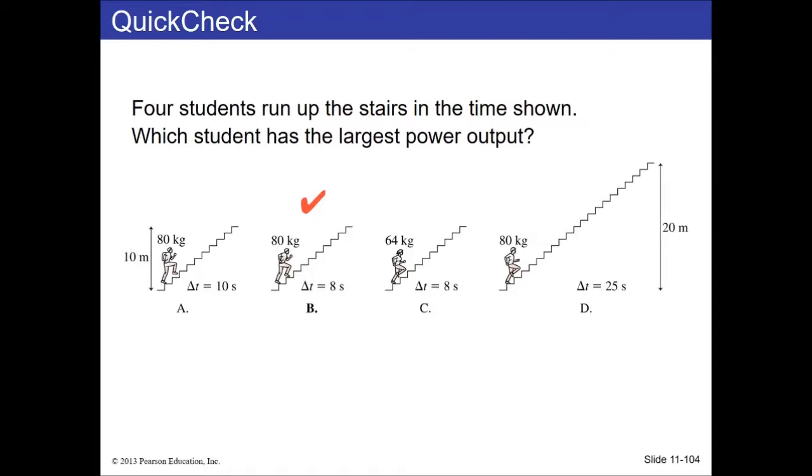Okay, if we go to D, what's different about D? Well, we have to go up twice the height. If we did it at the same rate, the time should be 16 seconds. So doing it in 25 seconds means we're slower. That means our power output will be less. So the answer here will be B.